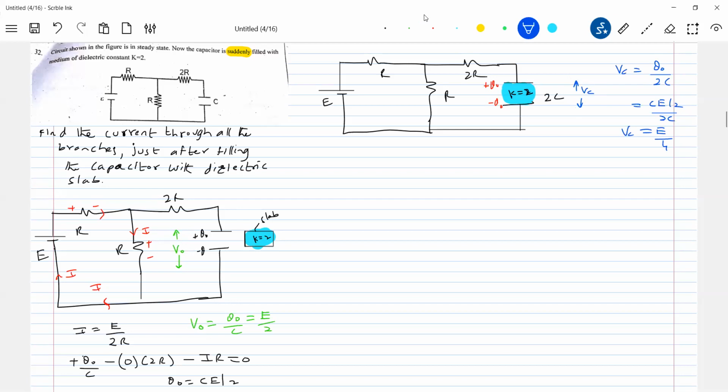So will any flow of charge occur? Yes. As long as it is V naught, there won't be flow of charge. So V naught was E by 2, now it has become E by 4, so there will be a flow of charge. Now it is asking what will be the current in all the branches.